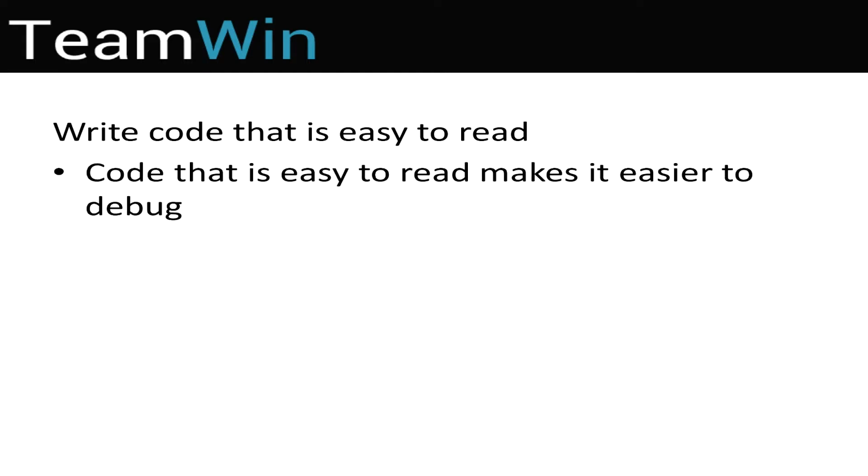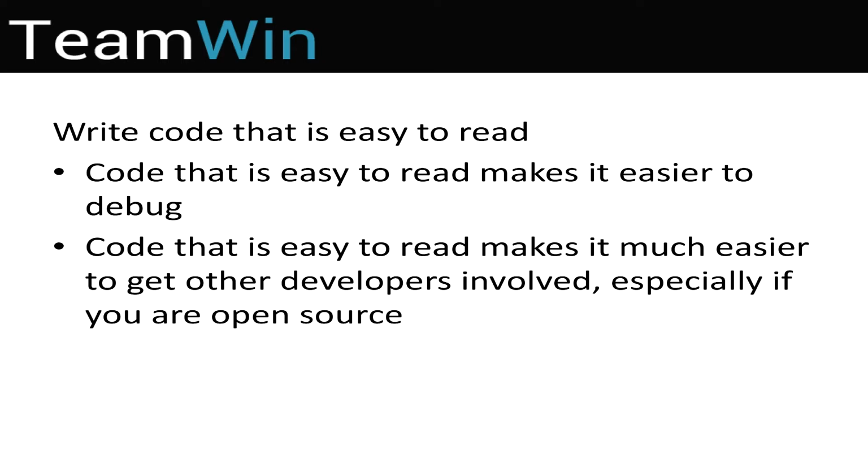Code that's easier to read, again, makes it easier to debug. So if you end up having a problem later on, if it's easier to read, it'll be easier for you to figure out what went wrong and be able to fix it. It also makes it much easier for you to get other developers involved, especially if you're an open source or community project. And even if you're not an open source project, if your project is going to stand the test of time, odds are you're going to get a couple of other developers involved in it too. And so if you make easy to read code, it'll be easier for everybody to be on the same page and everybody to work on your software.